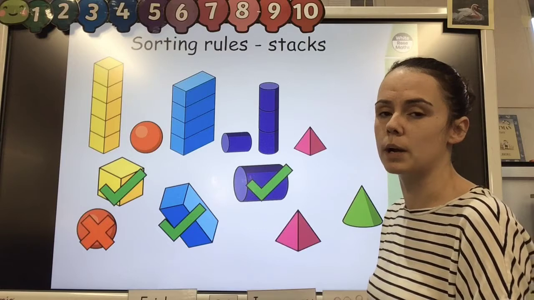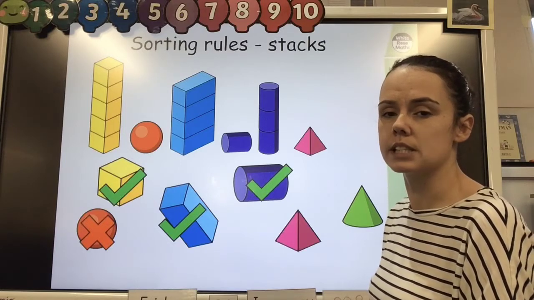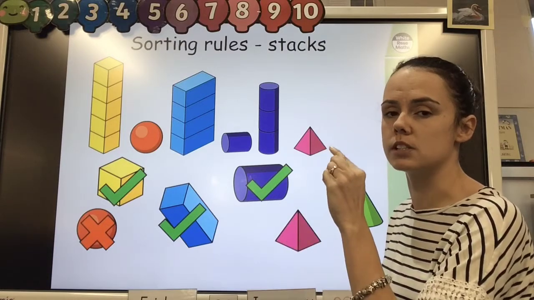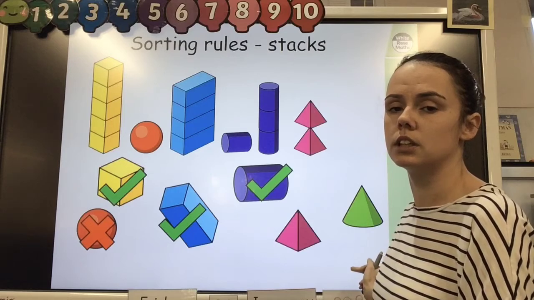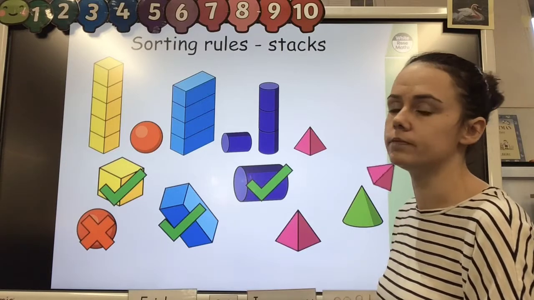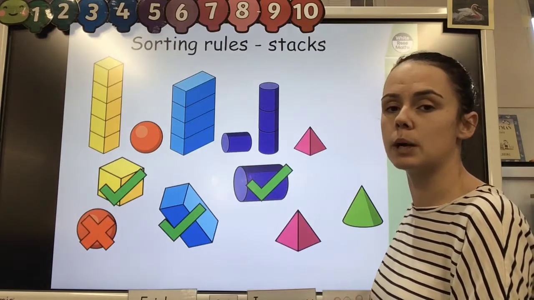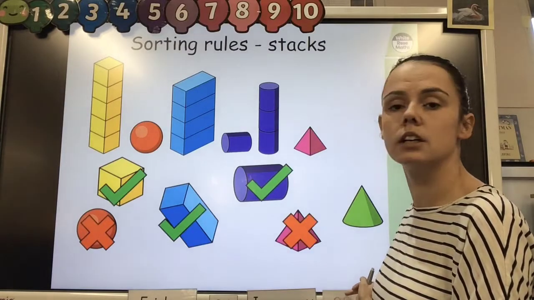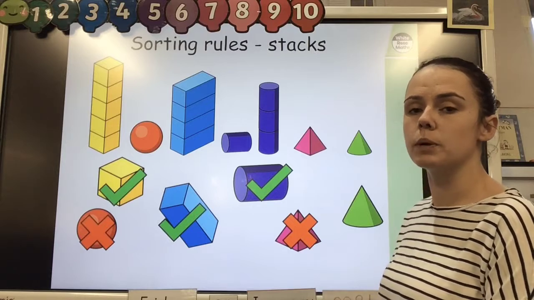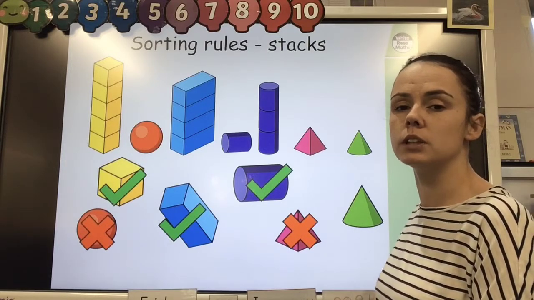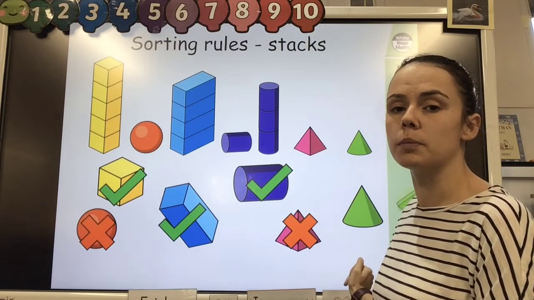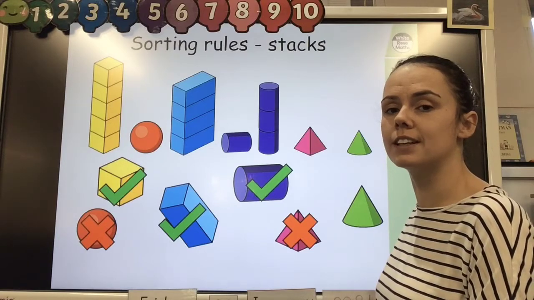What about our square-based pyramids? Do we think we can stack something on top of that vertice? No, definitely didn't last. It definitely fell off. So a square-based pyramid does not stack. What about our cone? Do we think we can stack another cone on top of a cone? Nope, that also just falls off.